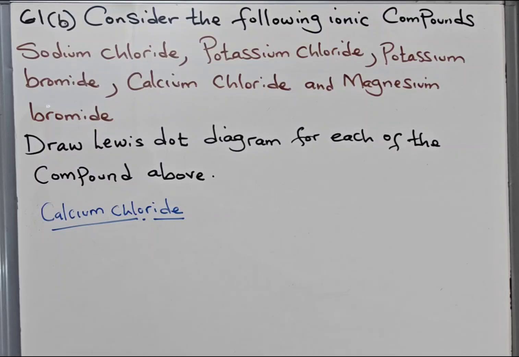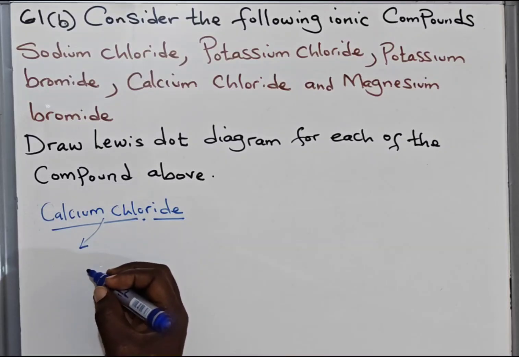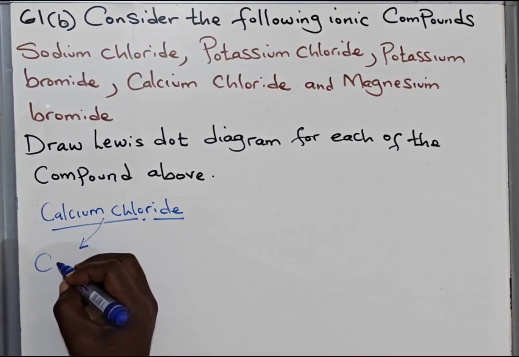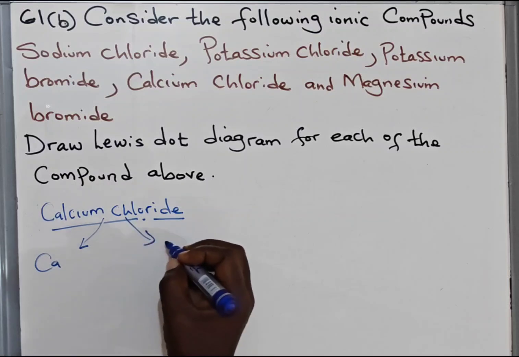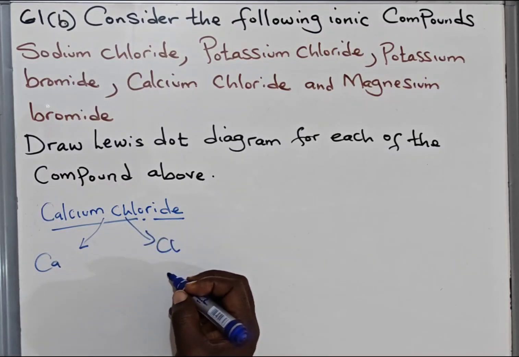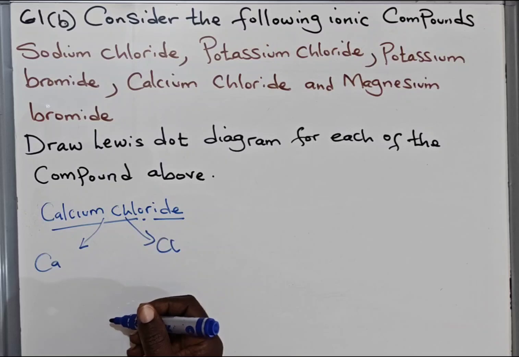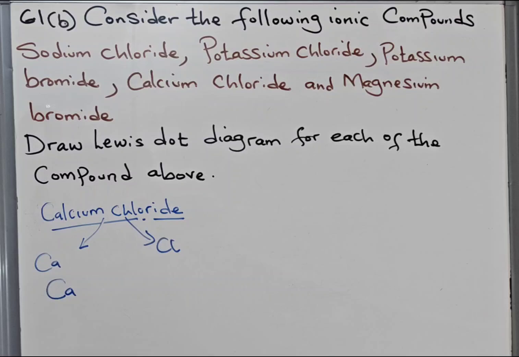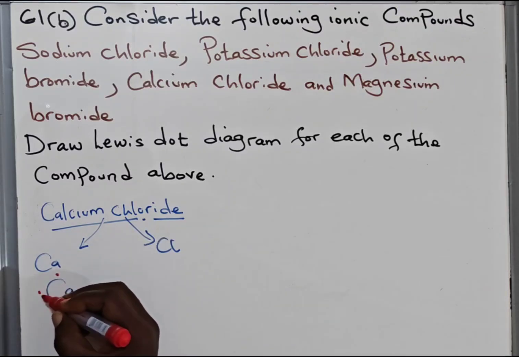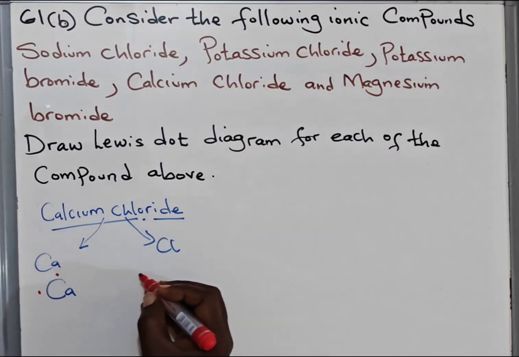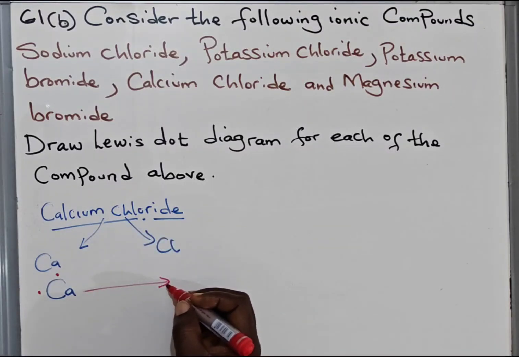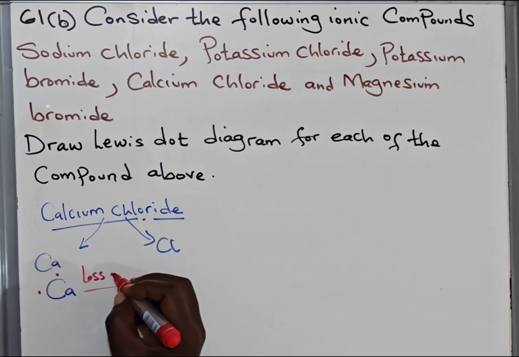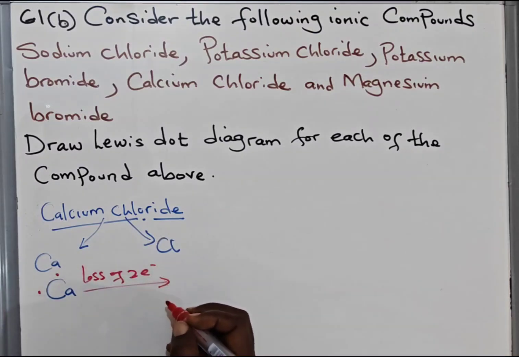Then we come to calcium chloride. Okay, this one is made up of two elements. One is calcium, which is Ca. Another one is chlorine, which is Cl. If you start with calcium, this is what you have to know, that calcium belongs to group 2. And group 2 has how many? It has 2 valence electrons. And the best option it has is to lose the 2 electrons. So we say loss of 2 electrons.